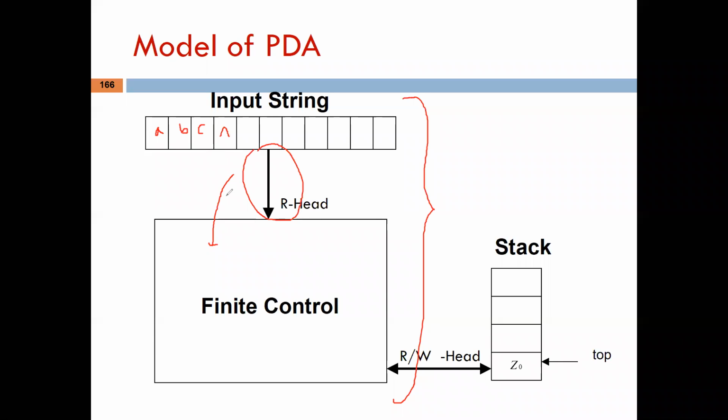In a DFA, we can't read anything other than the input tape; the input tape is just used to provide the input to the finite control. So this is the simple representation of a DFA. But in the case of a PDA, there is a new thing you can see easily: there is a stack also.